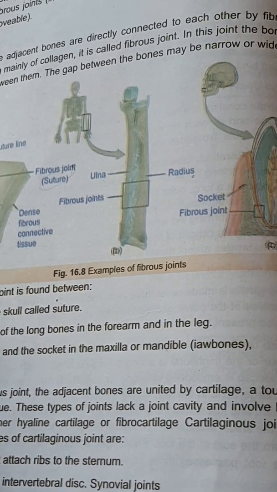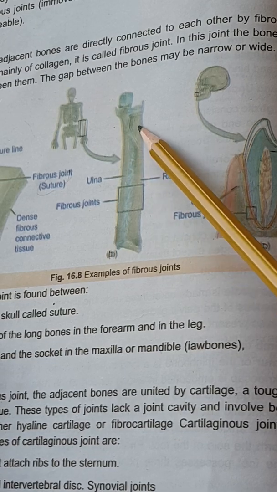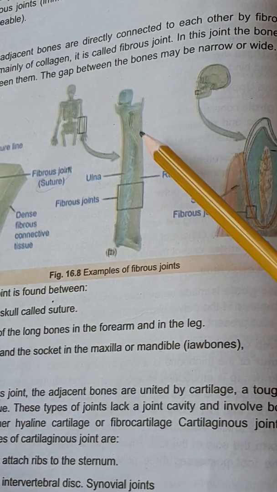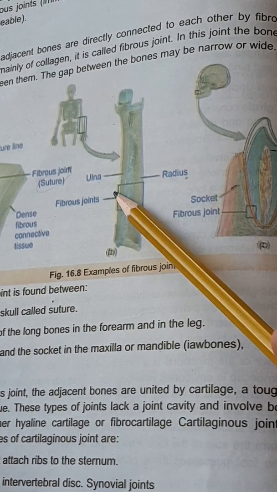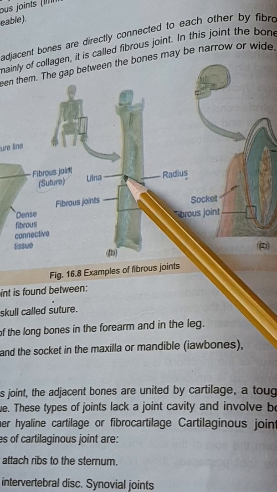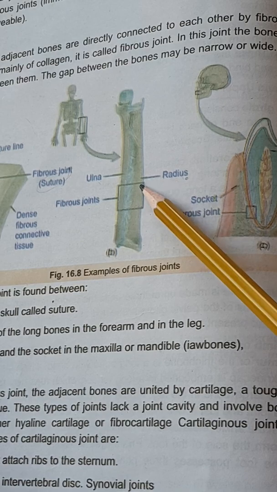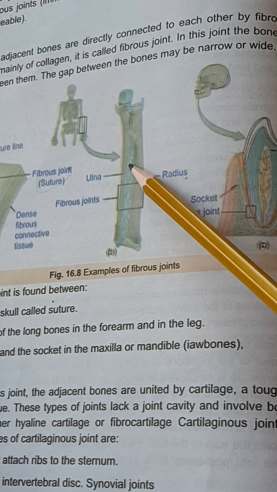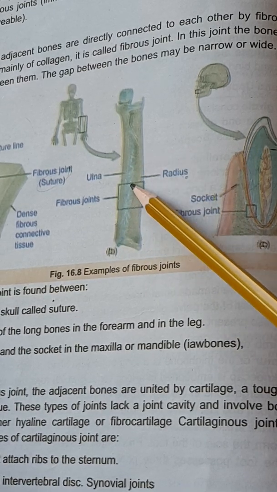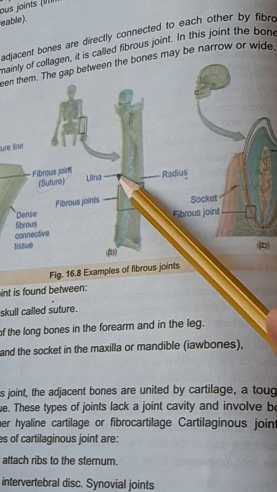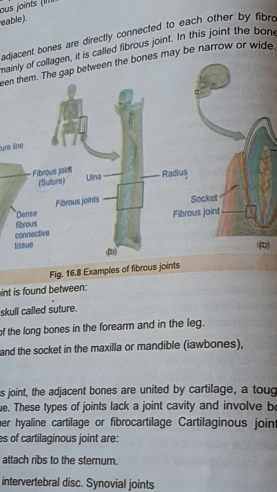The next example we discussed, that is the shaft. The shaft region of the arms and the legs. Like this is the arm shaft, where the two bones ulna and radius meet with each other, but in between them the fibrous cartilage is present, and these allow no movement, so these are fibrous joints.